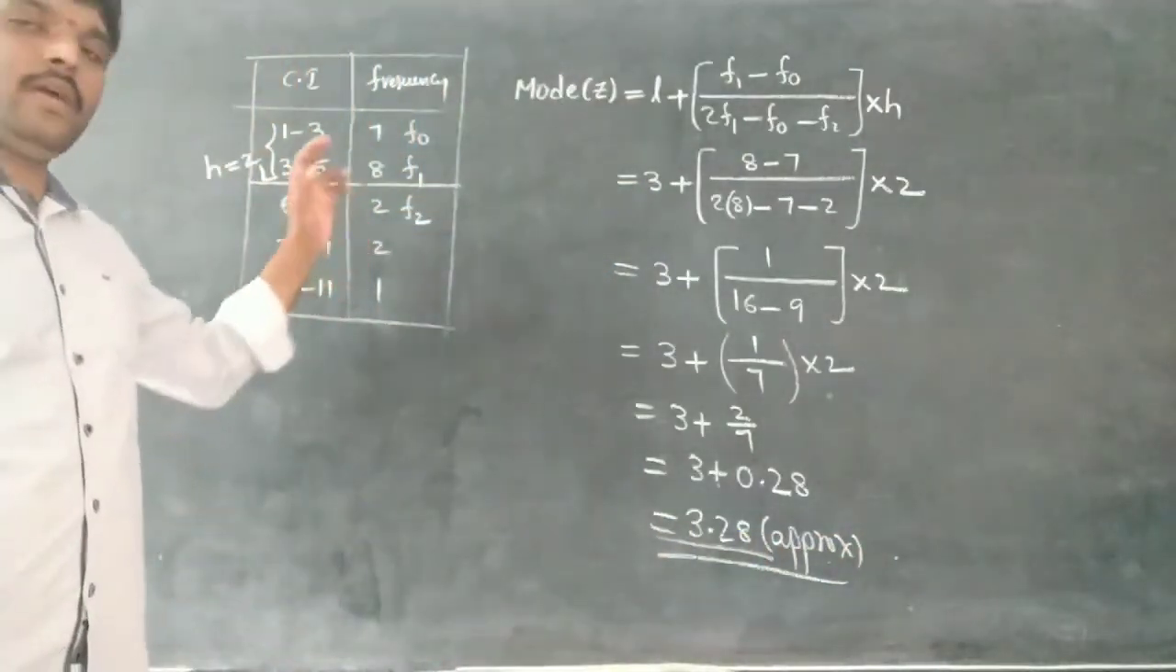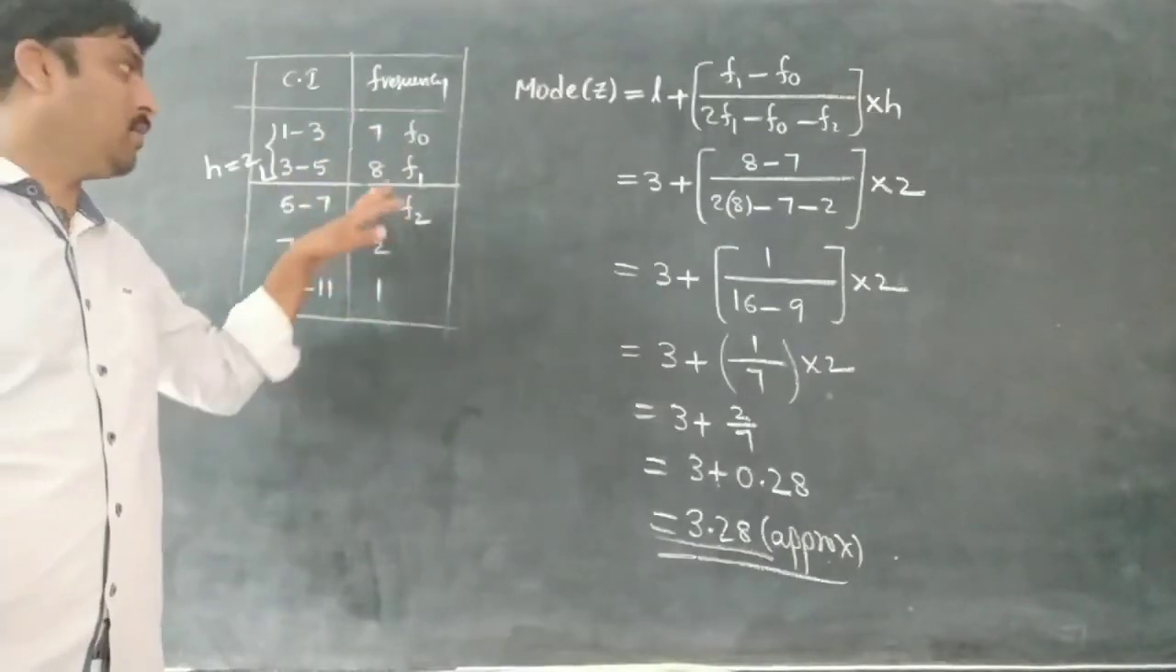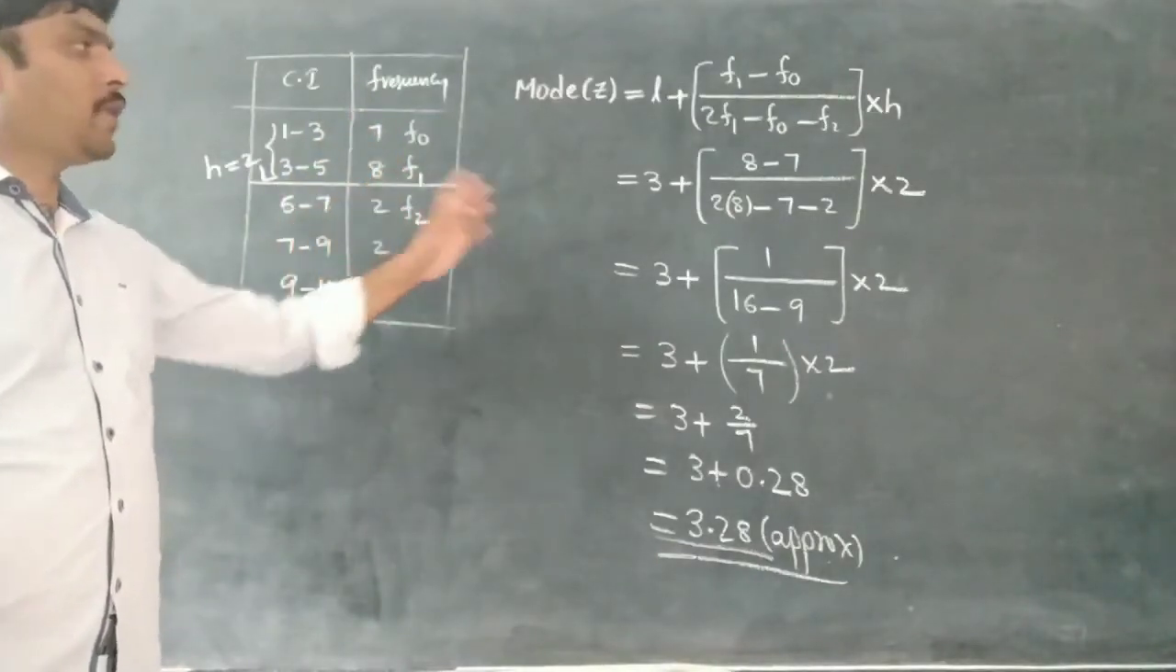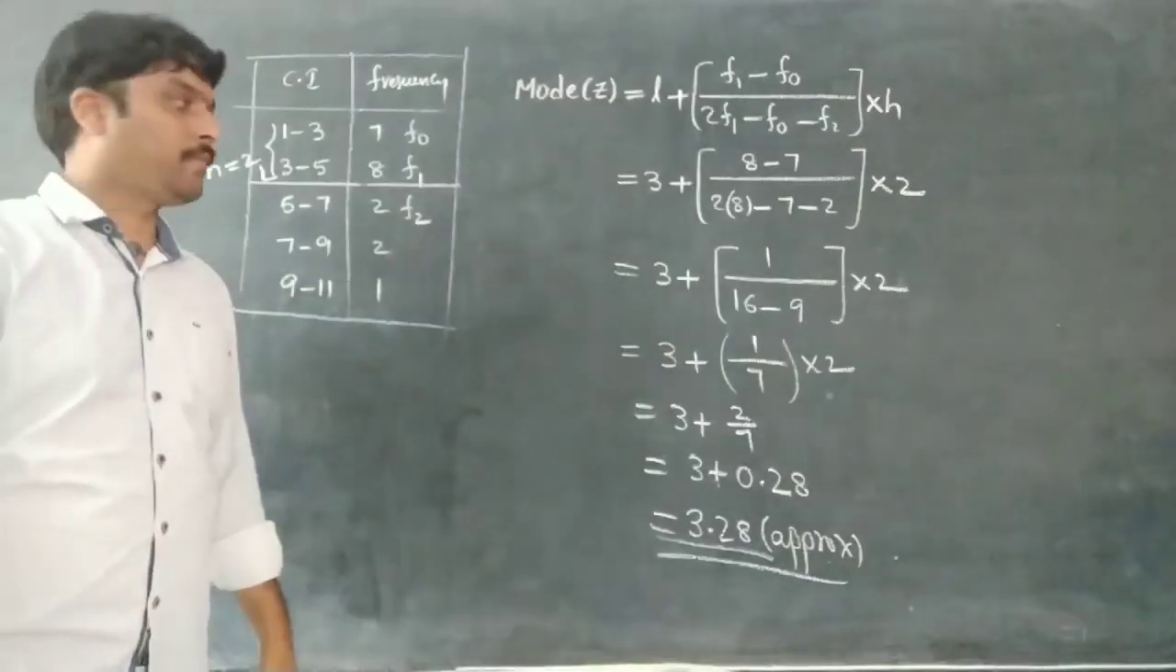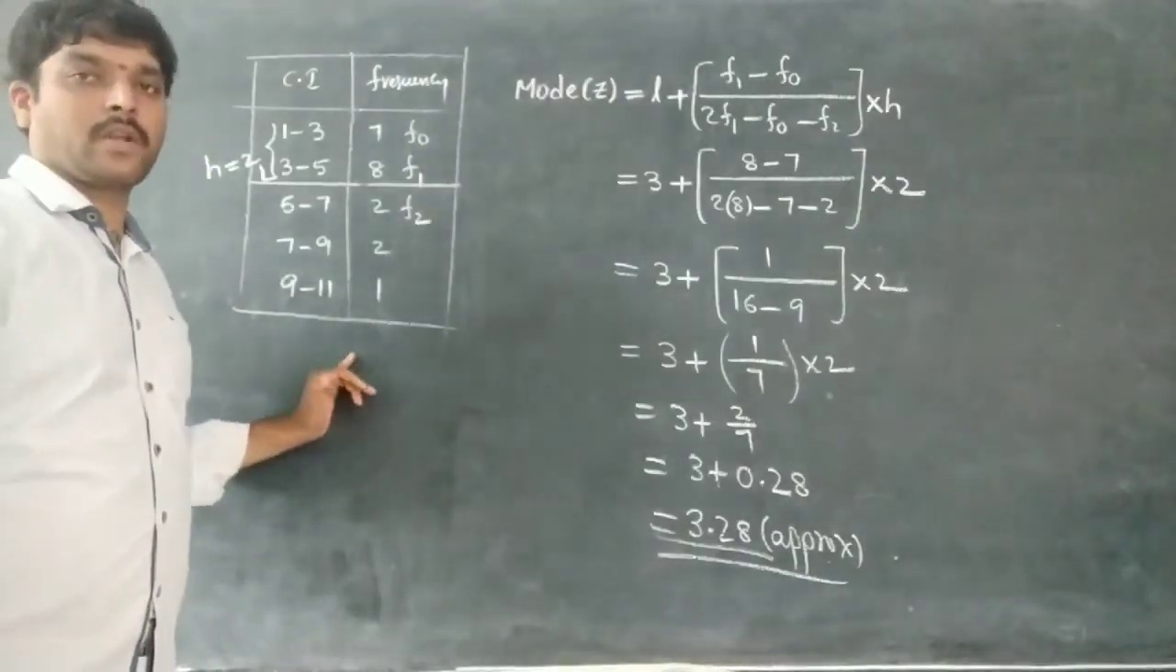In the table, you should first fix where f1, f0 and f2 are. After that, the formula is very easy to do. So this is finding the mode for exclusive class intervals.